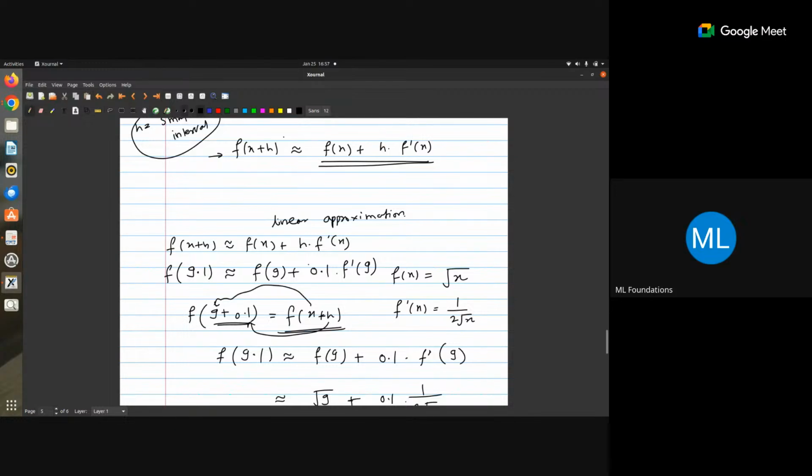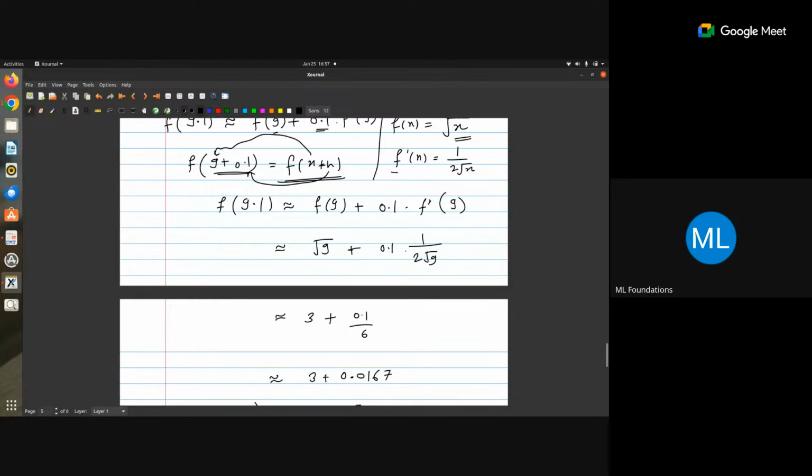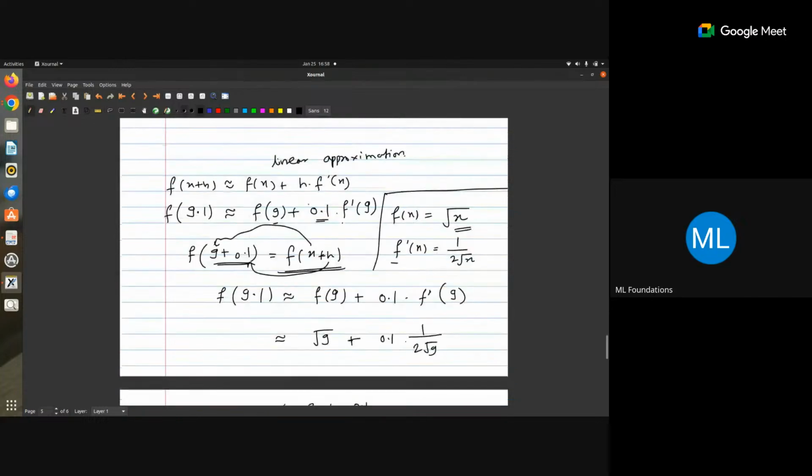What is the function here? Root of x, right? And f dash of x is 1 upon 2 root x. So wherever x is there, I will substitute the value 9, and wherever h is there, I will substitute the value 0.1. That is what I have done here. Are you able to understand this part now? Oh yes, sir, got it.